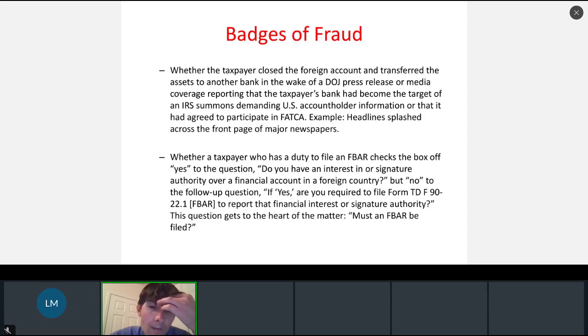So most individuals are clever, and if they answer yes to part A of the question, they are not going to answer no to part B, because they've already let the cat out of the bag. But yeah, there were sometimes situations like this where a taxpayer would answer yes that they had an interest in a foreign account in a foreign country, but no to the question, must you file an FBAR?